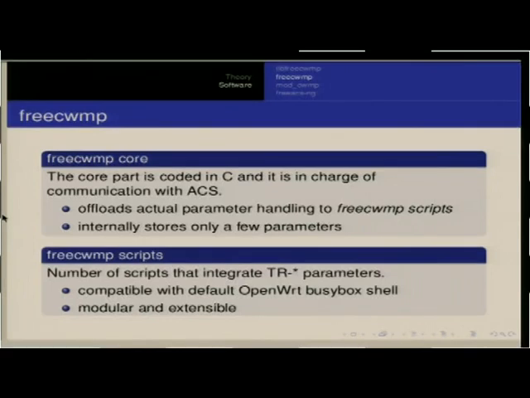Some of the work involves reworking scripts that I coded in the early beginnings, but now they are more evolved, so they could use some refactoring. Freecwmp scripts must be compatible with the default OpenWRT BusyBox shell, and the ones that are in the Git repository are modular, and you can extend them pretty easily to do whatever you want. Okay.